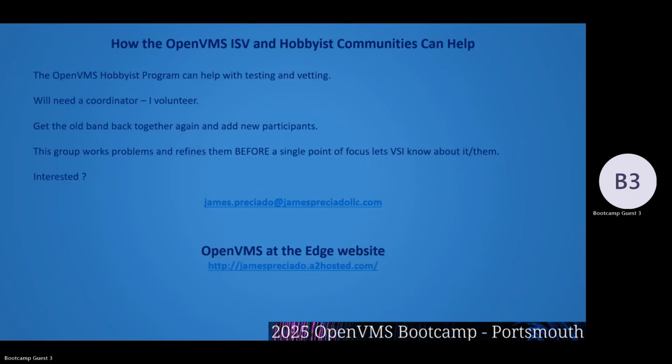Now, how can we help this effort along? The ISV and the hobbyist community can help. They can be the ones that not only flush out the hardware that works, but they could also flush out potential business opportunities for this. I did talk to Daria about this last year, and very rightly so, she said, we have to do the marketing research on this, we being VSI.